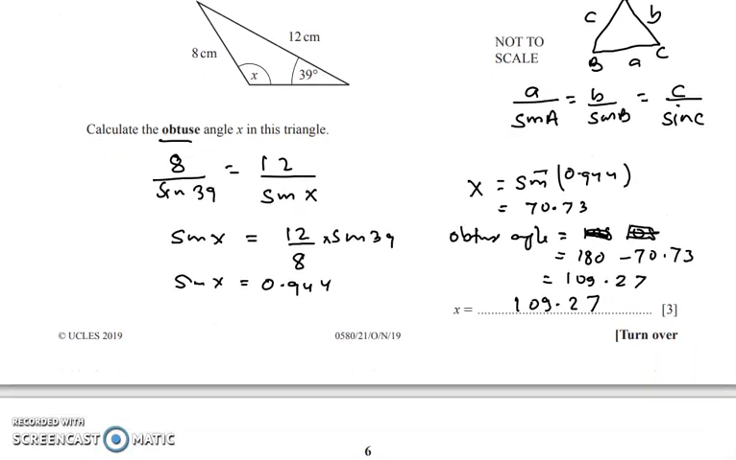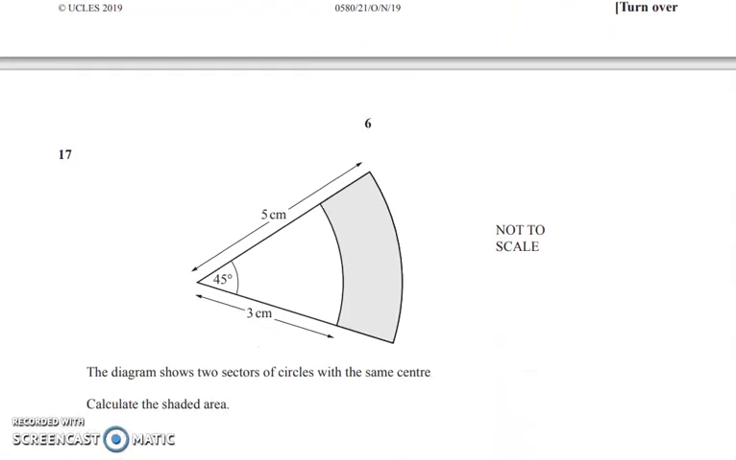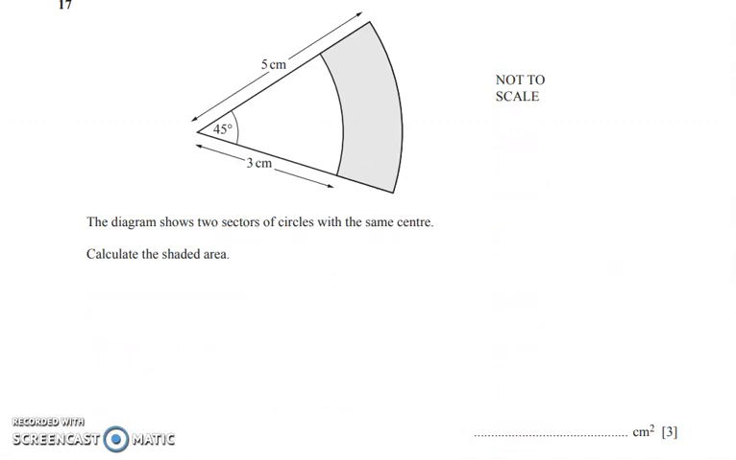Now moving to the next question, question number 17. This is about the area of the sector. How can we find the area of a sector? If this is the sector and it is making an angle theta, and the radius is r, then the area of the sector is equal to theta upon 360 into pi r square.